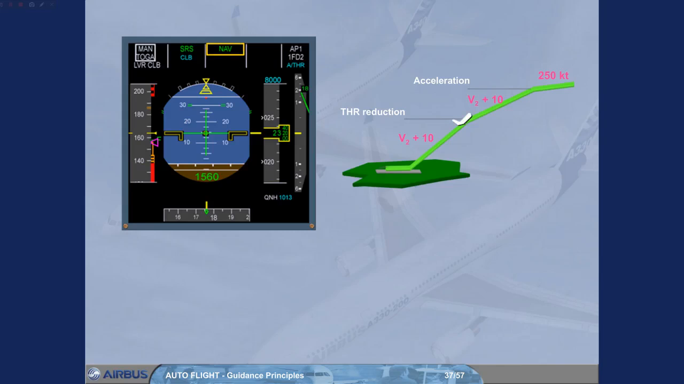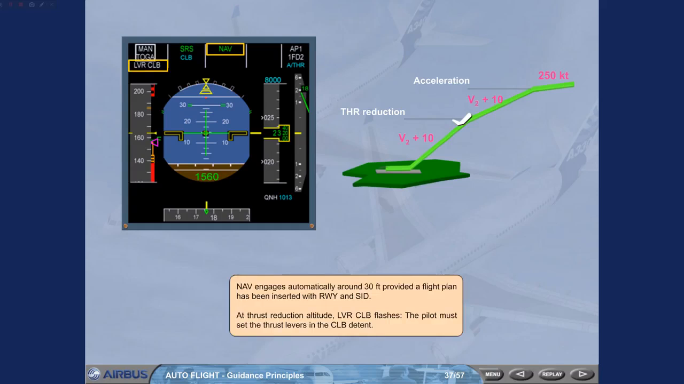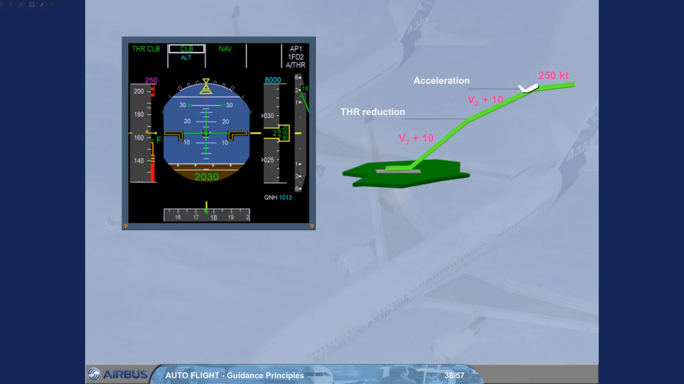At thrust reduction altitude, lever climb flashes. The pilot must set the thrust levers in the climb detent. At acceleration altitude, the FG provides a pitch down in order to ease the acceleration towards the initial climb speed of 250 knots. Speed reference system is replaced by climb mode.